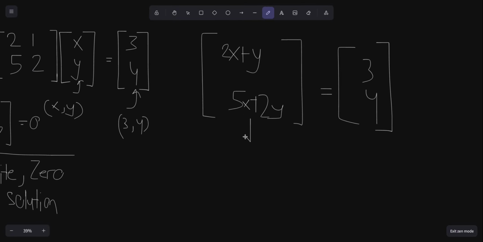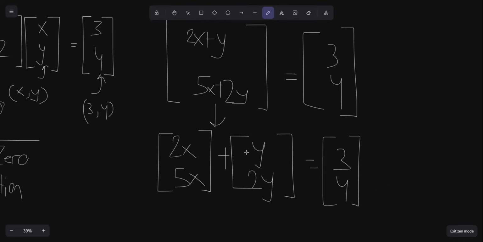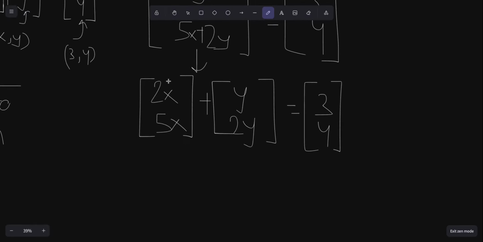Now, what I'm going to do is I'm going to break this matrix up into two different vectors. I can say that this big matrix is going to be equal to 2x, 5x plus, and then the second vector has components of y and 2y. And this just comes from the properties of vectors, right? You're able to break the vectors up into smaller pieces because this is the resultant vector, right? Imagine if we added these two vectors together, we would get this big vector because we just add up their components. And now I can factor out an x from this term and a y from this term.